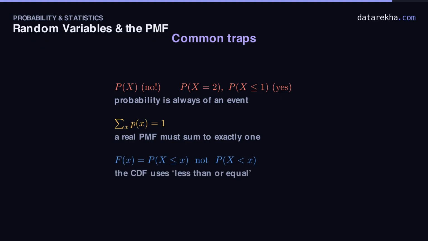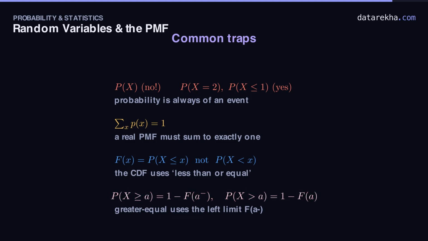Trap 3. The CDF is defined with less than or equal, not strict less than. For a discrete variable, that difference matters exactly at the points carrying mass. Trap 4. The subtle one. Greater than a uses F of a, but at least a uses the left limit F of a minus. Mix them up at a point with mass, and your answer will be off by exactly that mass.